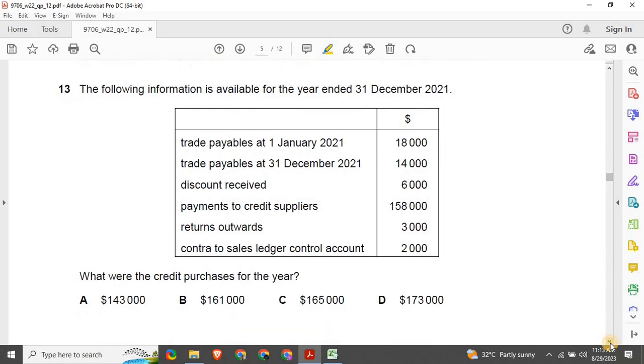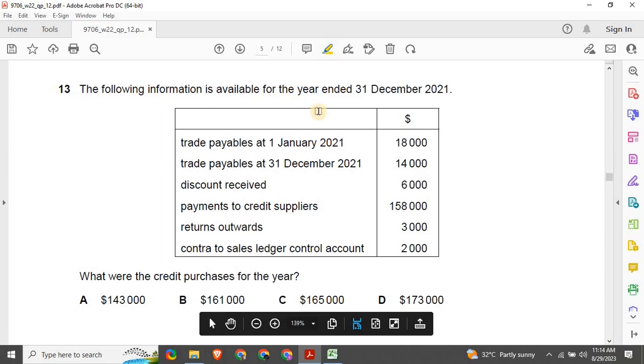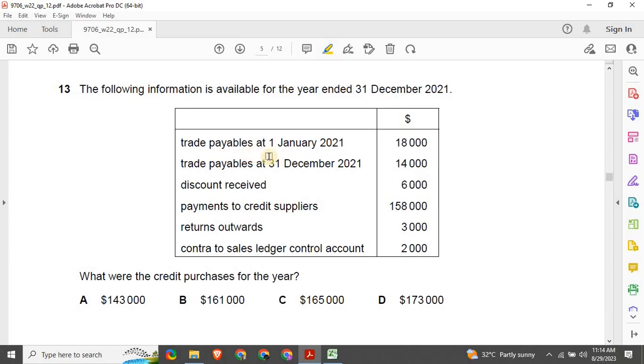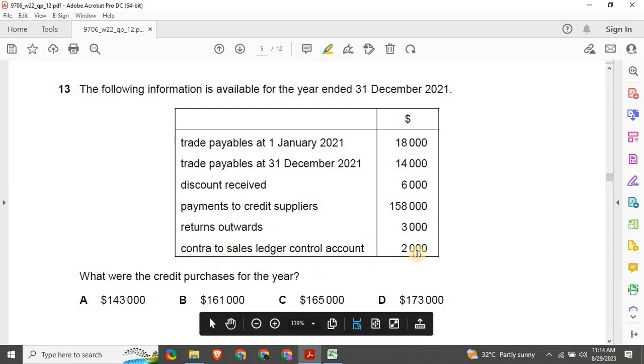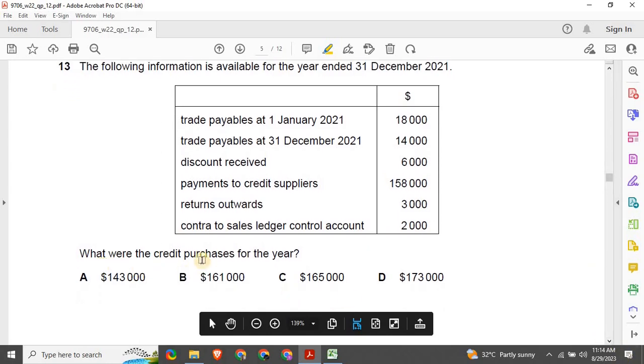Question number 13. The following information is available for the year ended 31st December 2021. Trade payable at 1st January 18,000. Trade payable at 31st December 14,000. Discount received 6,000, payment to credit suppliers 158,000, returns outward 3,000, and the contra to sales ledger control account is 2,000. The question is, what is the credit purchase for the year?